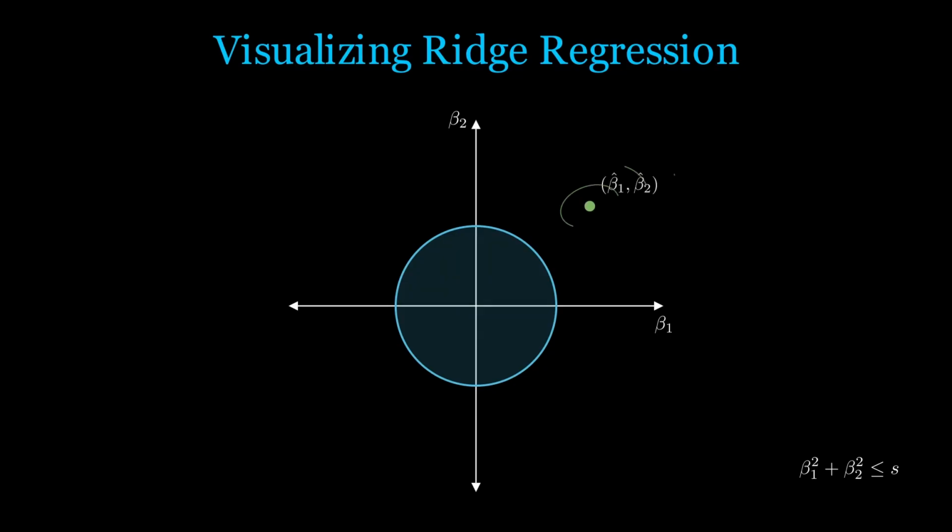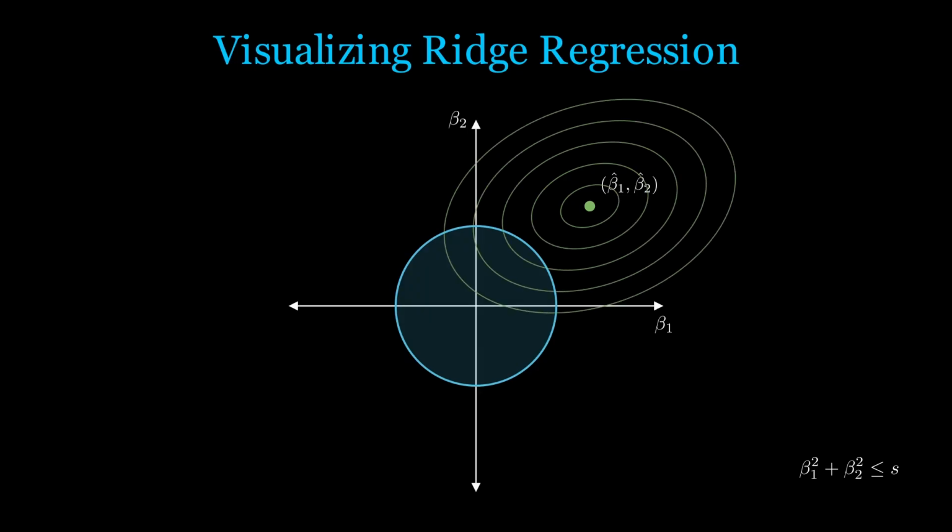The green point marks the unconstrained least squares solution, the pair of coefficients that minimizes the RSS with no penalty at all. The green ellipses around it are RSS contours. Every point on the same ellipse gives the same residual sum of squares, and the RSS grows as we move outward from the center. The ridge solution is the point where the smallest possible RSS contour just touches the edge of the constraint circle defined by the constraint formula we looked at earlier. We can't do any better on the RSS without leaving the feasible region. This contact point is the ridge regression estimate, beta hat r.